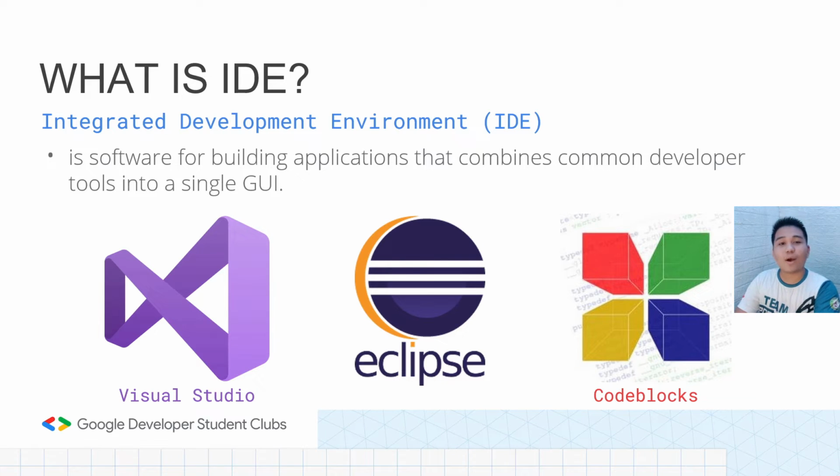So first, what is an IDE? IDE is the Integrated Development Environment. Simply, this is where you code, where you type the code and the syntax. It is software, of course. And there are three IDEs, for example: Visual Studio, Eclipse, and Code::Blocks.